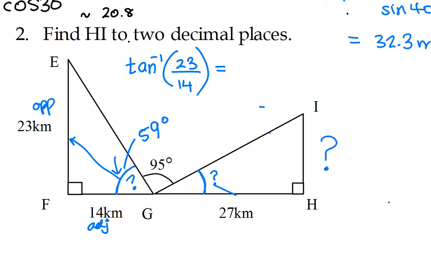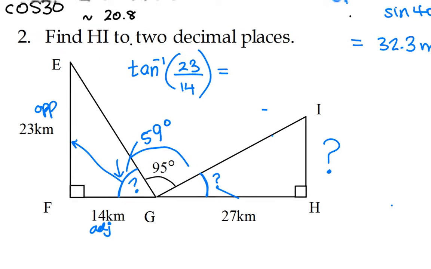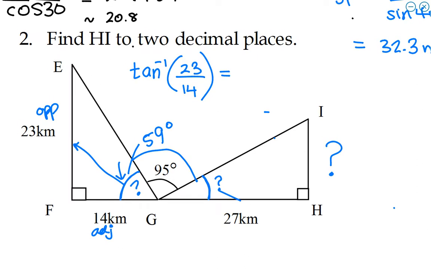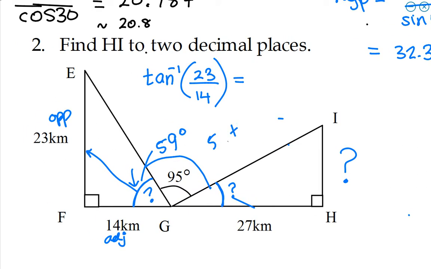Okay, so we got 59 degrees. We have this 95 degrees. Add those up. What does that make? 154. 59 plus 95 is 154. So what's that missing piece down in the corner? 180 minus 154. 26.